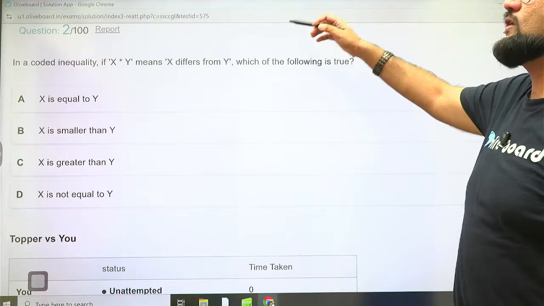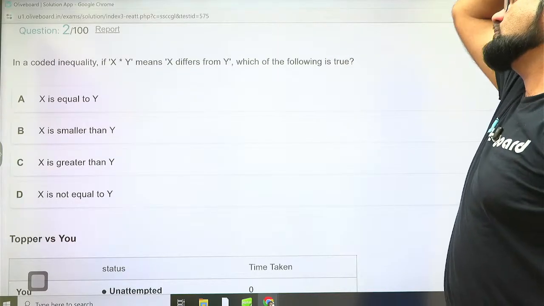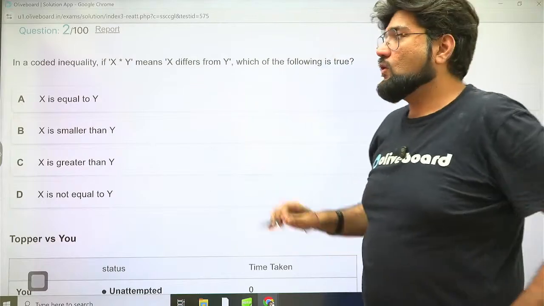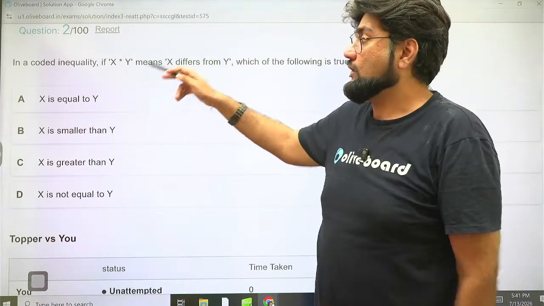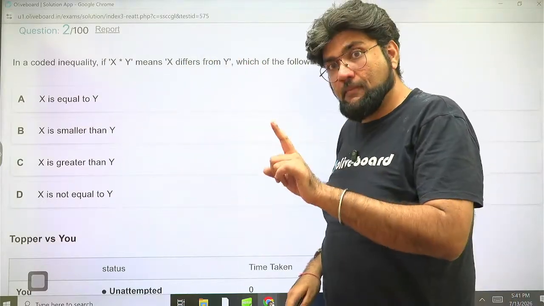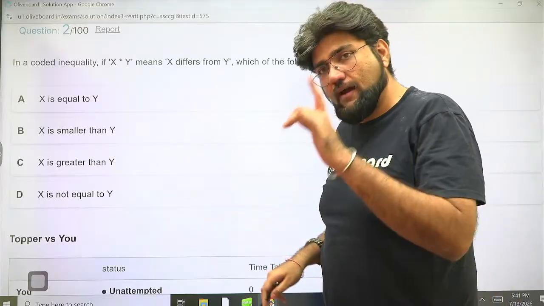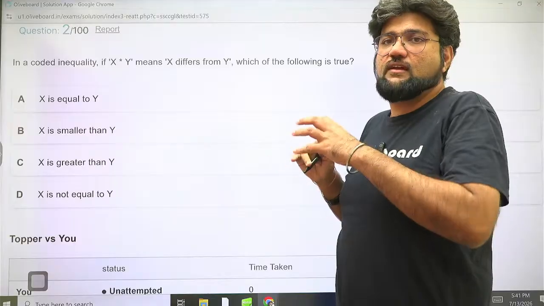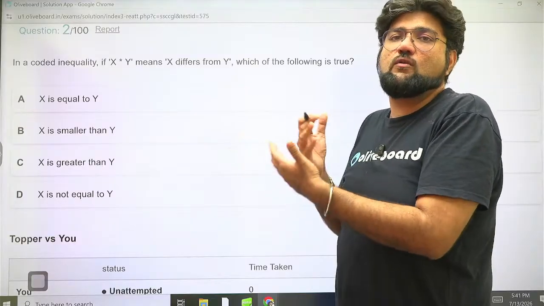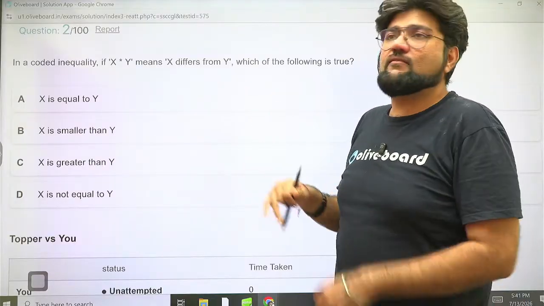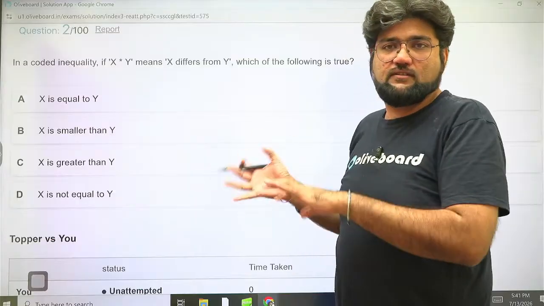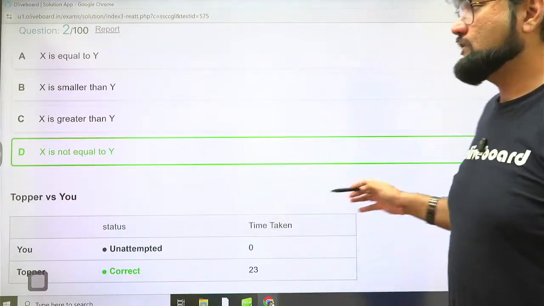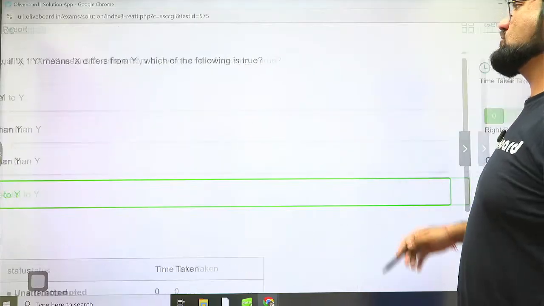Yes, in a coded inequality, x asterisk y means x differs from y. Then which of the following is true? X differs from y. Okay, x is equal to y, obviously not. X is smaller than y, maybe. X is greater than y, maybe again. But x is not equal to y is the accurate answer which you can derive here. See, if two entities are not equal to each other, probably one is greater and the other is smaller, vice versa, right? But this is something which you can definitely say, that it is not equal to y. That's also an inequality. 23 seconds, option D is the right answer.